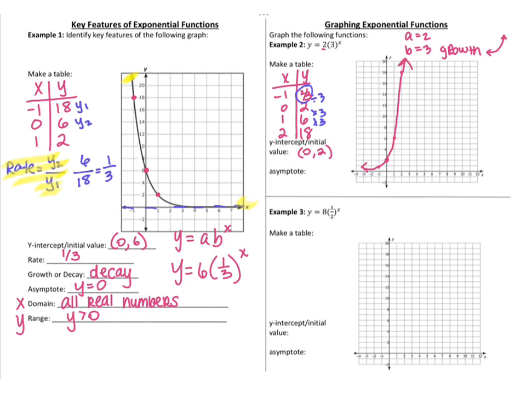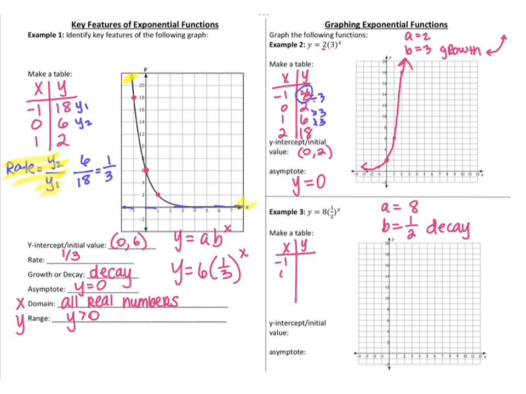That asymptote is going to always be y equals 0. Last example on here, y equals 8 times (1/2) to the x. So this time our a value is 8 and our b value is 1/2, which means it's going to be decay. So we set up the table, we're going to multiply by that b value, and we're going to use that to find the points.